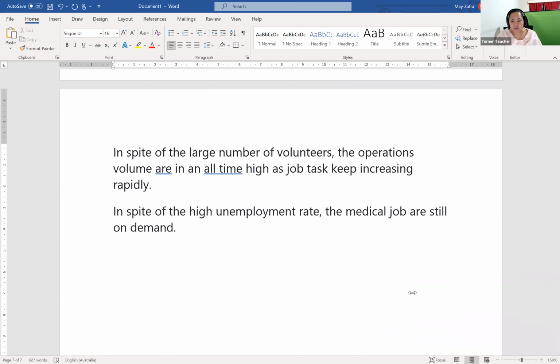Job searches are very scarce. In spite of, Leda, that is cause and effect. Sorry? That is cause and effect, not opposite. So there is a high employment rate because there is no job opportunities. So it is cause and effect, not opposite. In spite of the large number of volunteers. Yeah, it's a cause and effect. It's not an opposite. Yes, you are right. Okay.